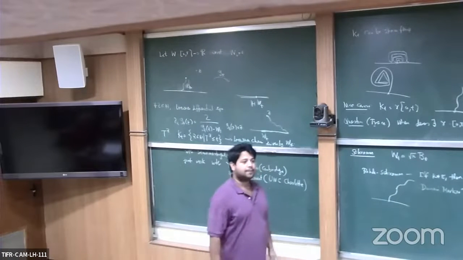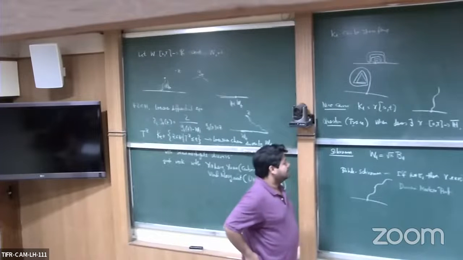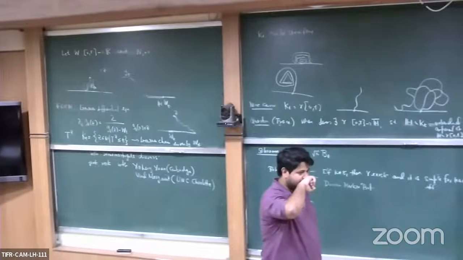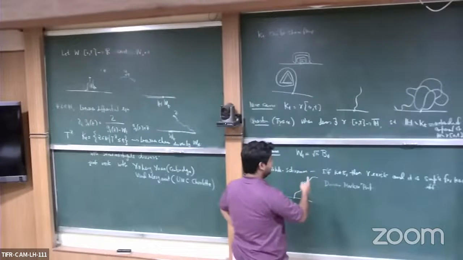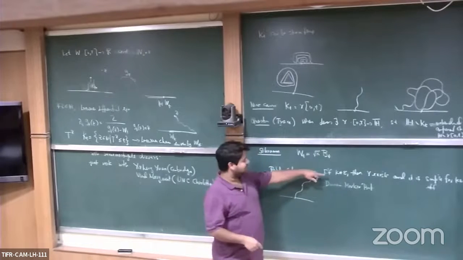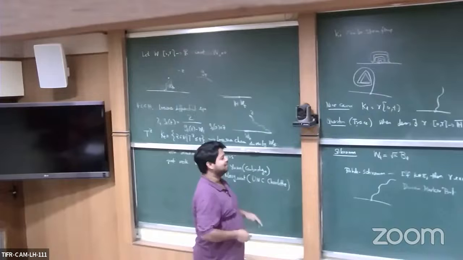Domain Markov and conformal invariance hold for any kappa not equal to 8? Sorry, can you say that again? Domain Markov property and conformal invariance are for all kappa. Yes, for all kappa. But this proof does not work for kappa equal to 8. There is some technicality which is very hard to explain here.